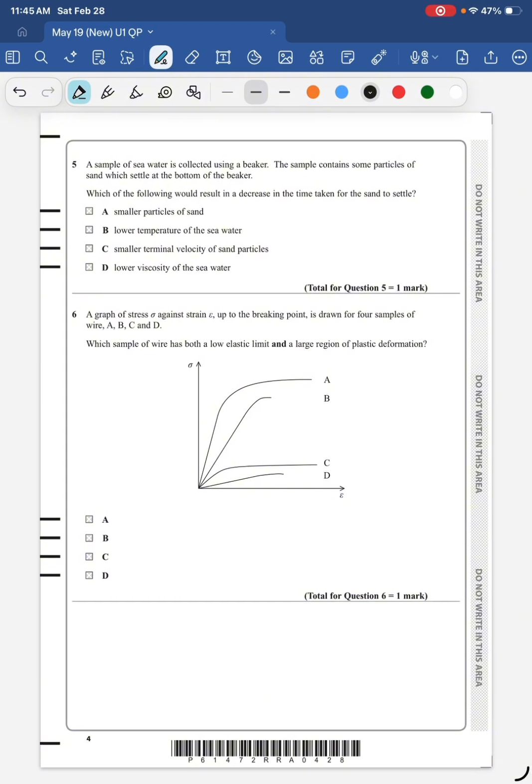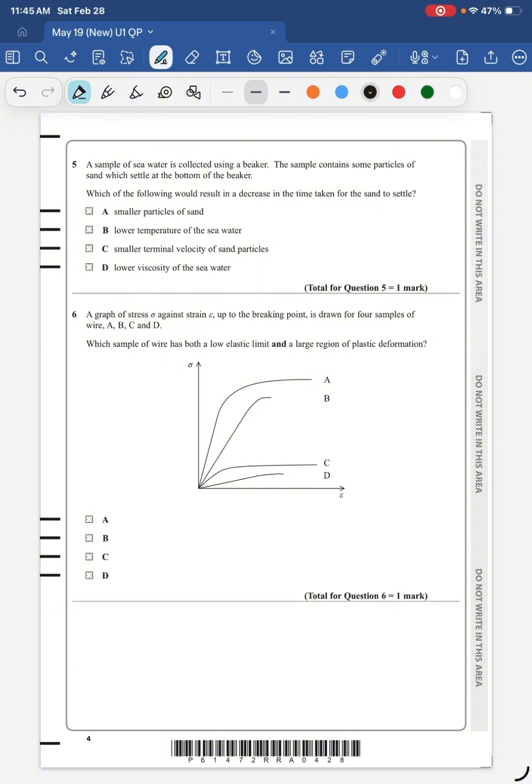Okay, now I'm confused. Will result in a decrease in the time taken. Smaller terminal velocity of sand particles. No, it means it's going to sink. It's going to take lots of time to sink. And the lower viscosity of the seawater. Okay, they mentioned it explicitly. So D is actually the correct answer, right?